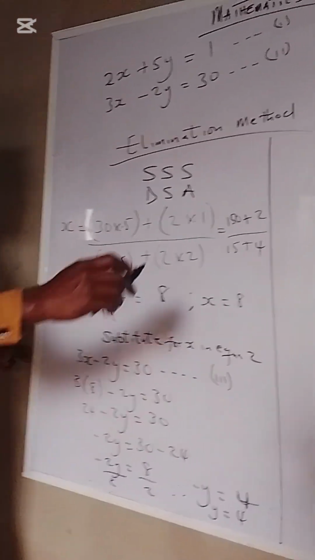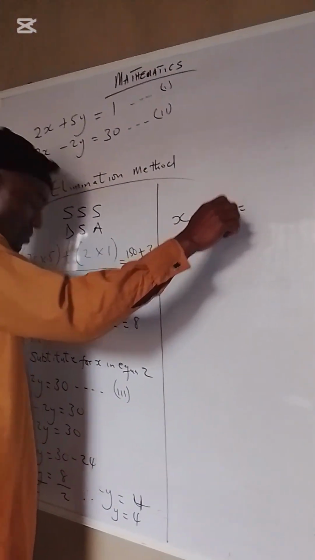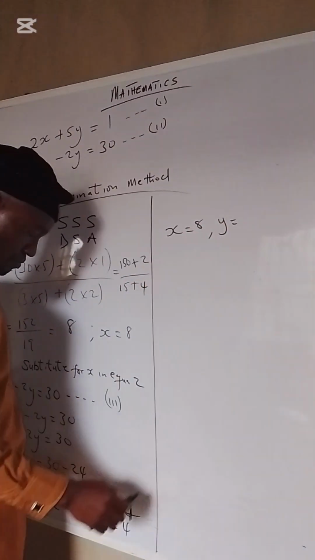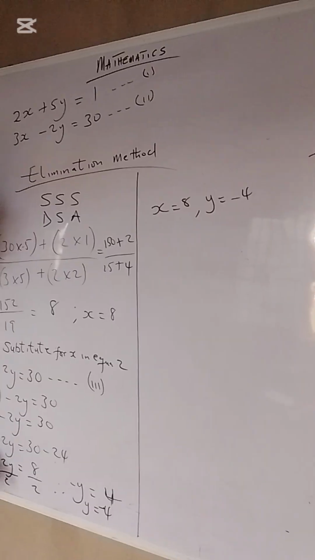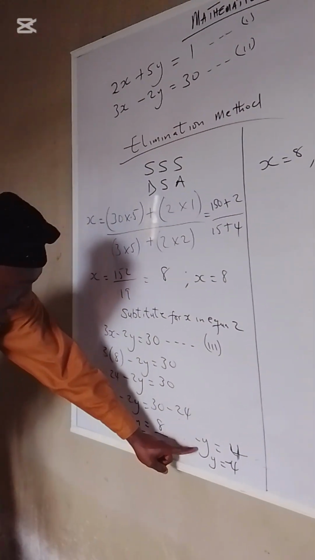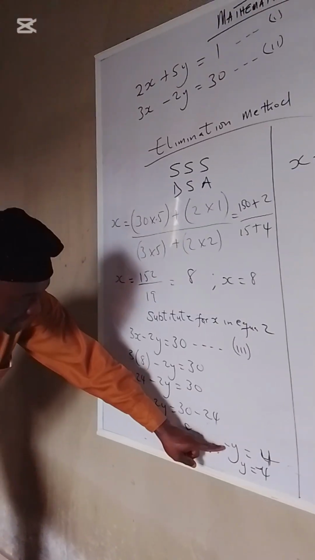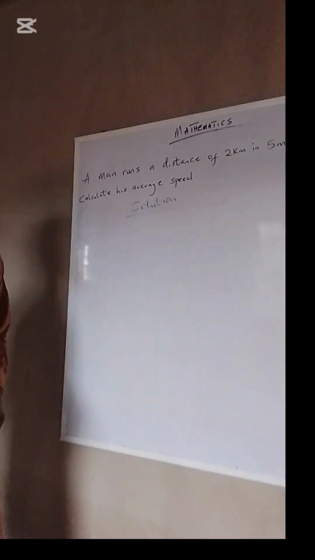So we now see that x is equals to 8 and our y is equals to minus 4. So minus y is equals to 4, so we change it to 4 because this y cannot carry a minus sign, negative sign.